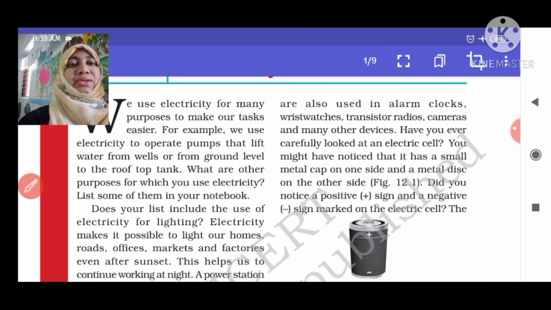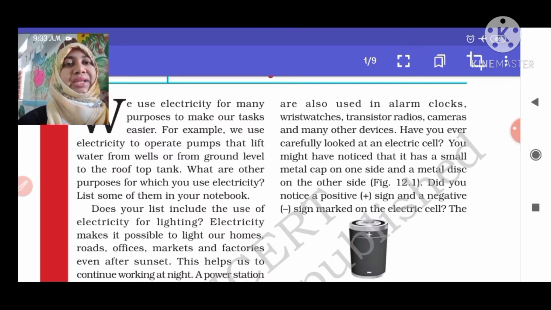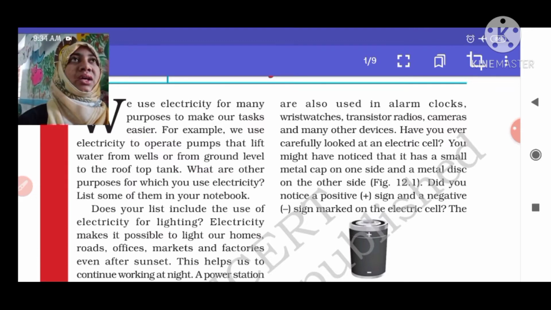So we use electricity for many purposes to make our task easier. What does this particular line mean here? Why do we want electricity? Because our work becomes easier. For example, if the water tank is kept on the terrace and you want to fill it, you cannot take a pot and fill it every time. The easy way is you just connect it to the water pump and turn on a button, and immediately the water will be filled in the tank. So that is one work.